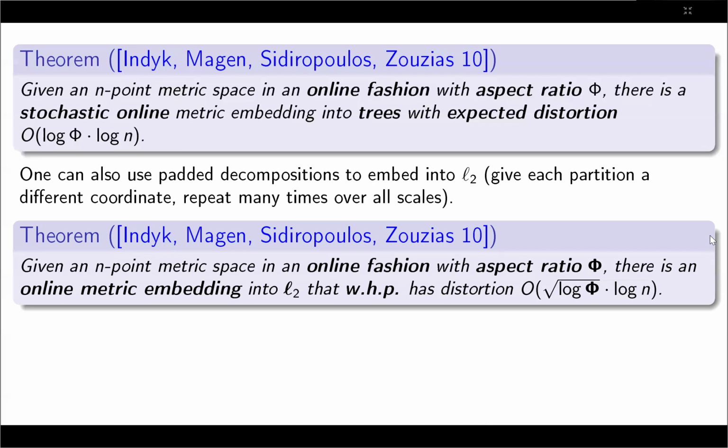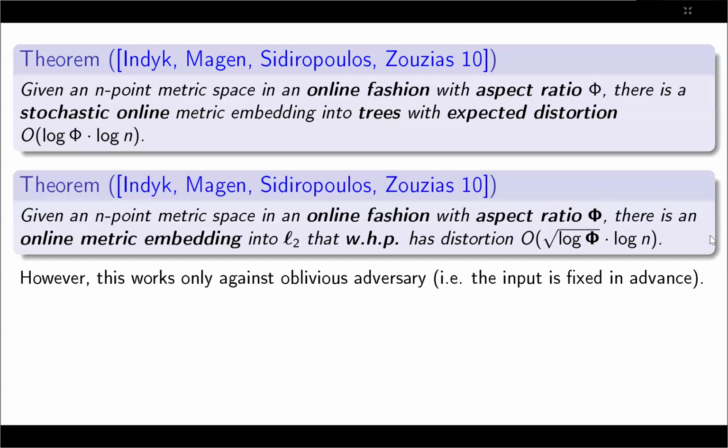The square root here comes just from the definition of L2, with the square root over the coordinates. So this works, and it's nice. However, the issue is that this high probability is not good enough for online algorithms.